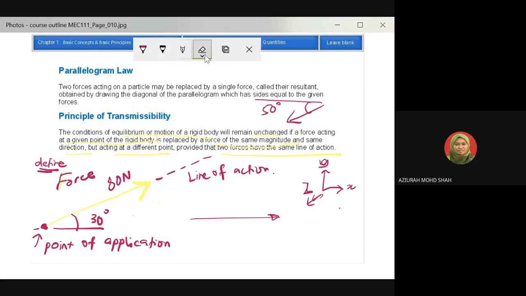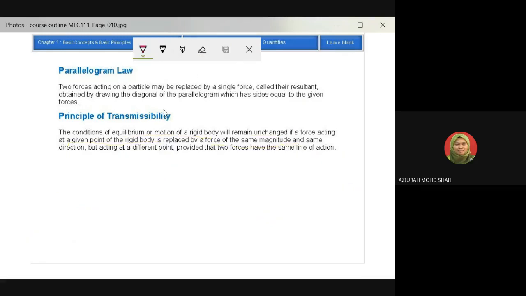Ini baru kita cerita tentang force. Belum lagi cerita tentang principle of transmissibility. Because you need to know what is force first. Then you can define what is principle of transmissibility. So dalam kes ni dia kata rigid body. So maksudnya memang kamu akan jumpa dalam chapter 3. Principle of transmissibility, because chapter 3 you akan belajar rigid body. Chapter 2 belajar partikel sahaja.